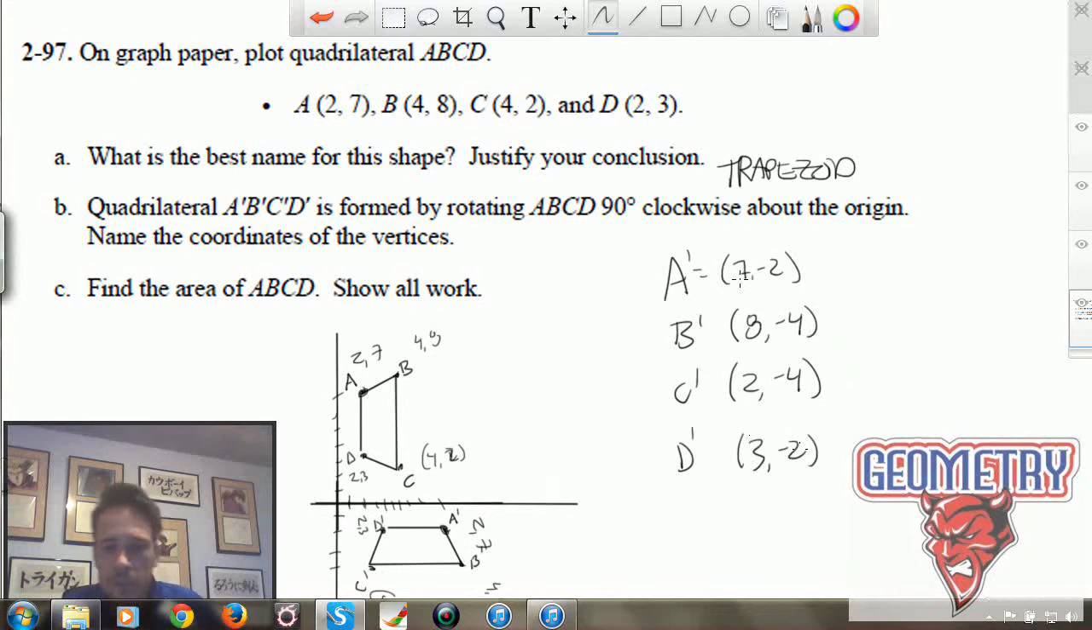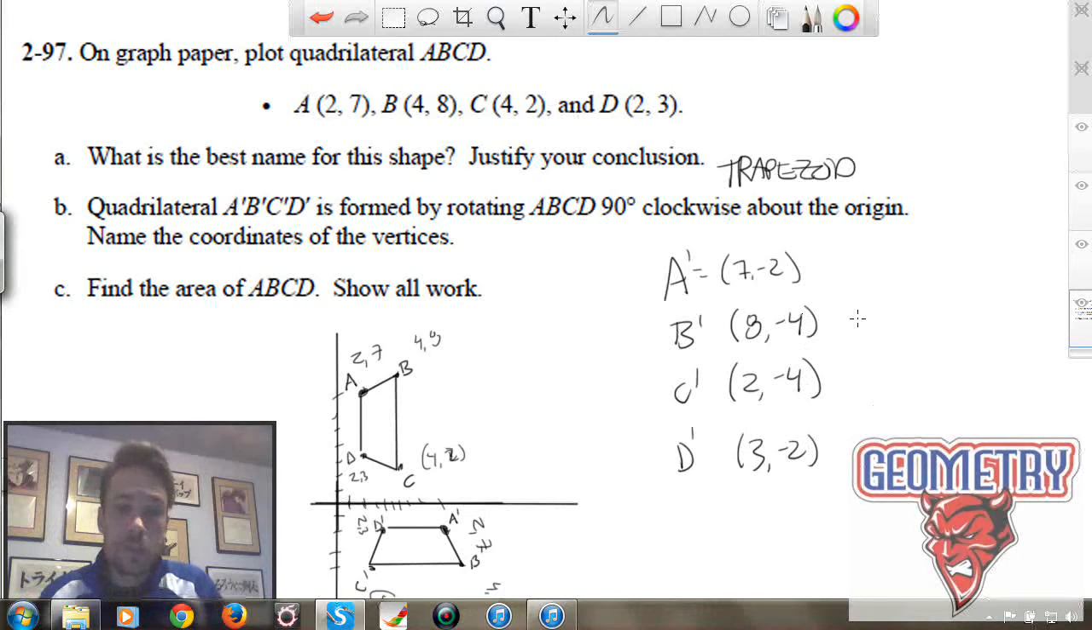And so we notice there's a relationship here, right? 2, 7 turns into 7, negative 2. 4, 8 turns into 8, negative 4. 4, 2 turns into 2, negative 4. So there's a nice pattern here. What happened is that the original y values, 7, 8, 2, and 3, became new x values, 7, 8, 2, and 3. And the new y values are just the negative version of the original x values, 2, 4, 4, and 2, negative 2, negative 4, negative 4, negative 2.